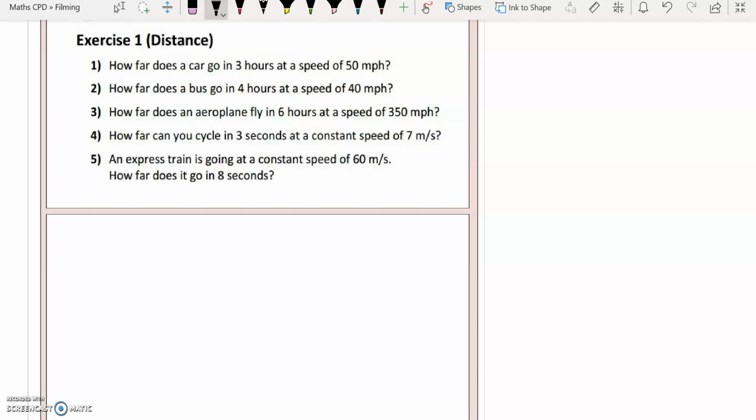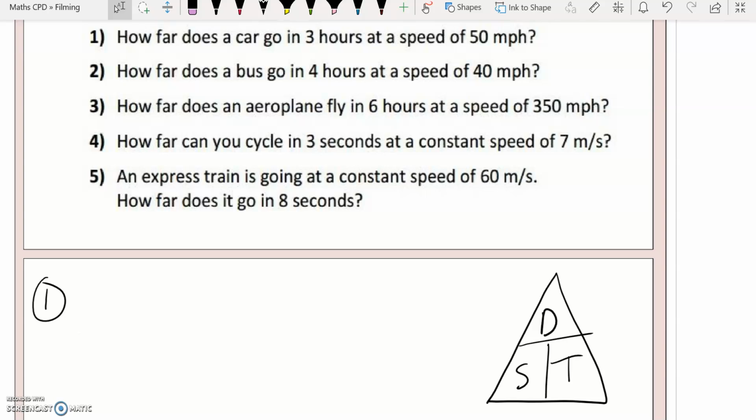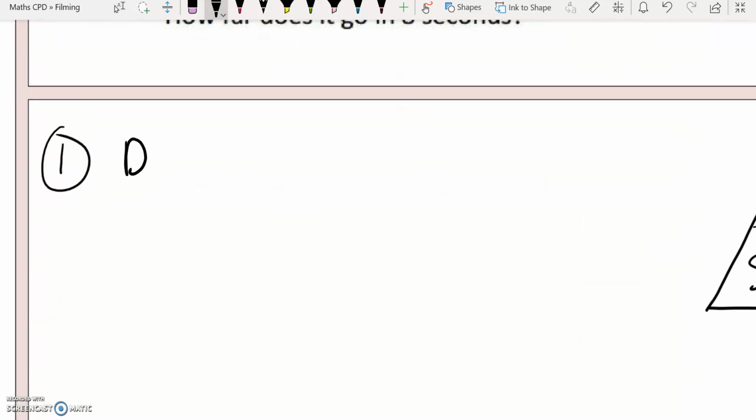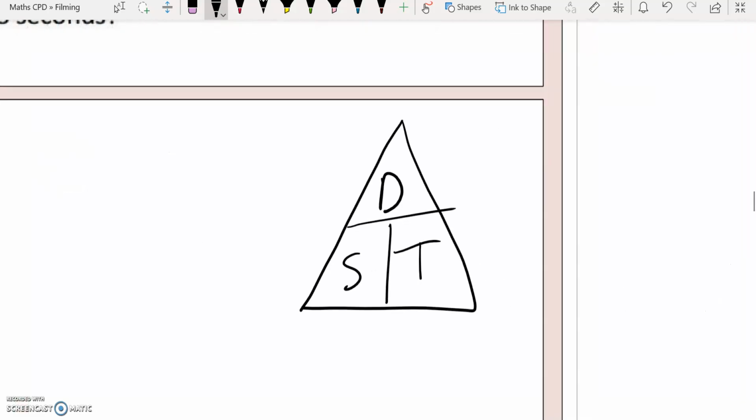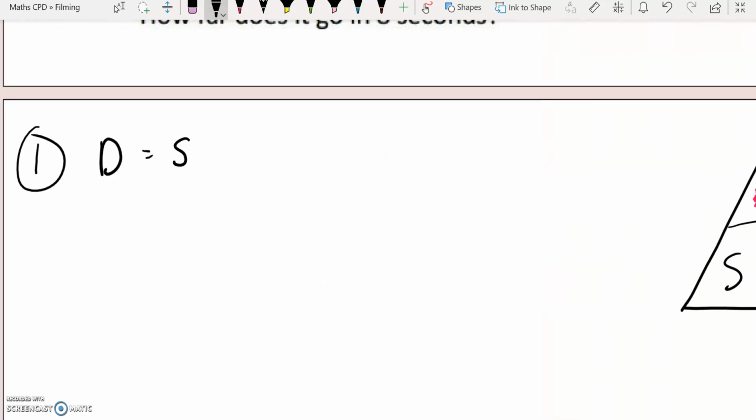So I'm just going to draw my triangle here. DST. Distance, speed, and time. Question 1. How far does a car go in 3 hours at a speed of 50 miles per hour? So every hour it goes 50 miles. We want to know how far does it go in 3 hours. So how far is the distance? So we want to do the distance. And what we'll do is use our triangle, and we would cover up D with our finger. And we're left with S and T on the same level. Because they're on the same level, we multiply them. So the distance is equal to speed times time.